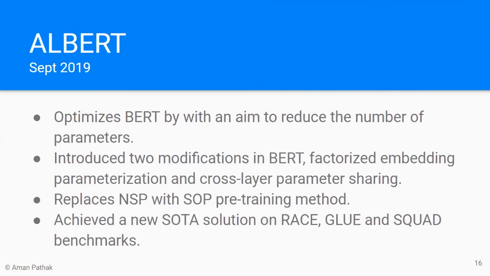So ALBERT optimizes BERT with an aim to reduce the number of parameters. It introduced two modifications in BERT: factorized embedding parameterization, which focuses on decomposing the word embedding size and the hidden layer size, which ultimately helps in reducing the number of parameters. And it also includes cross-layer parameter sharing.